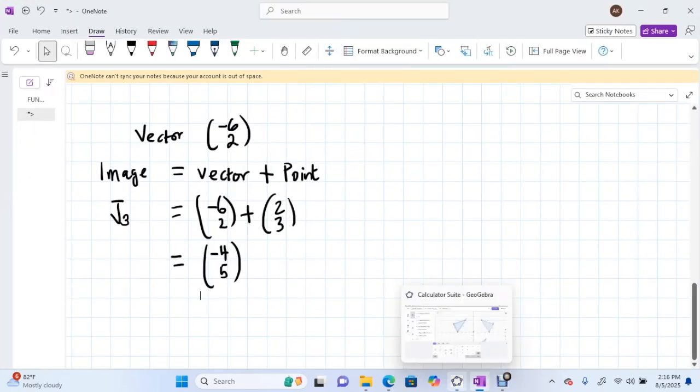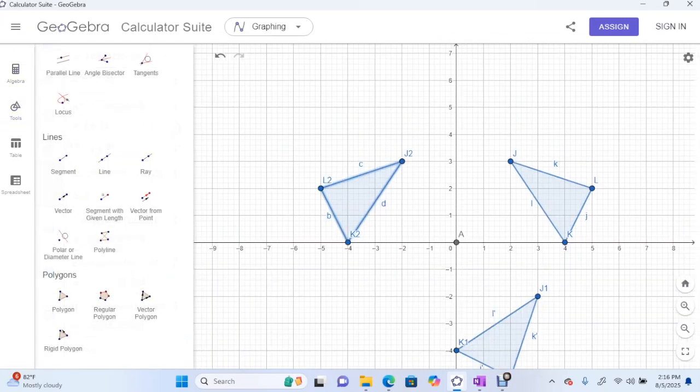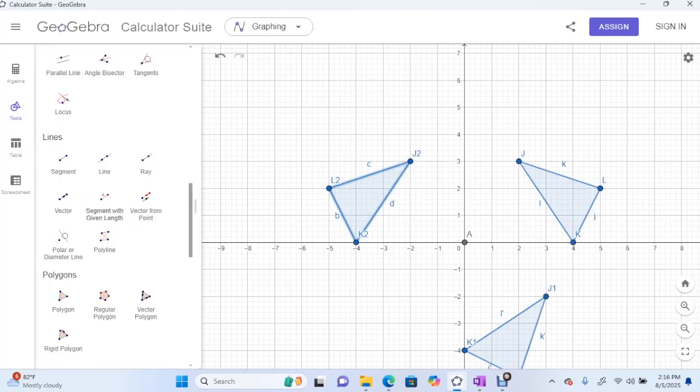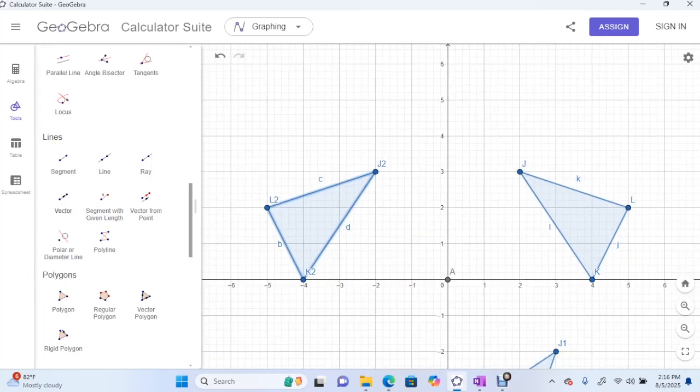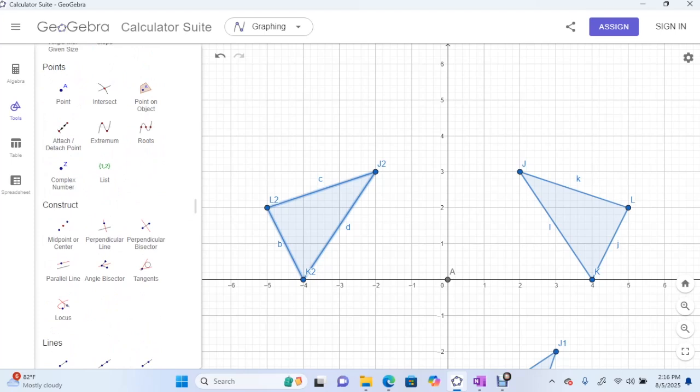-4 and 5. So we come here, and -4 is here, and 5 is going to be up there. So I have to select point, and then put a point over there. Choose, we go for point. Or I can also just use the software to do it. I think you get a point.